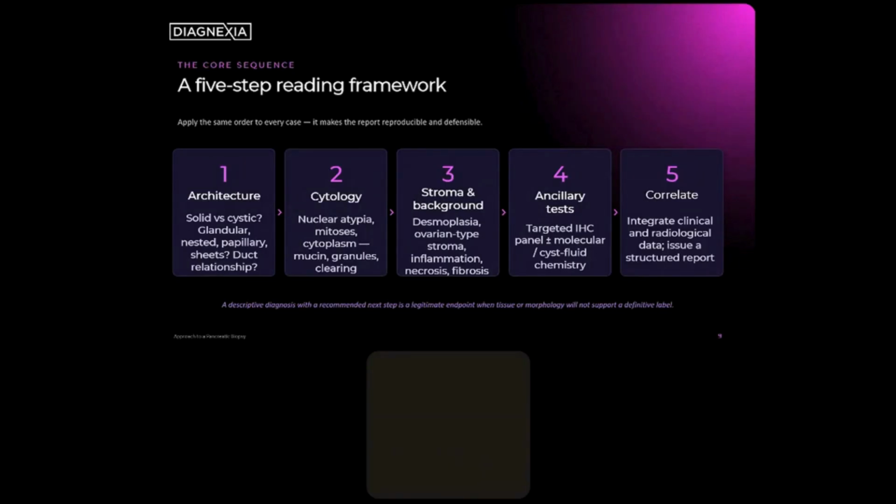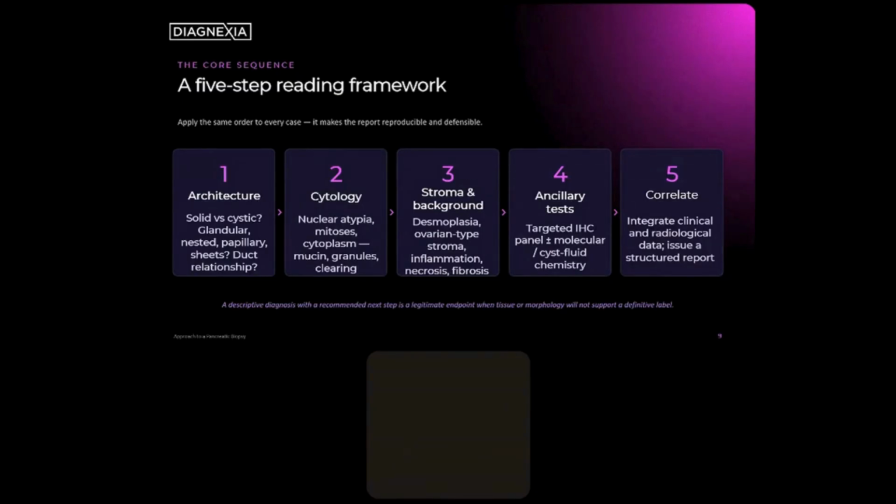So when you assess it, you look at the architecture. Depending on the specimen type, as I mentioned previously, if the architecture is there, you should be able to say, well, is it cystic? Is it solid? Is it glandular, nested, papillary? Is it in sheets? Is there a relationship to ducts? All that will inform your impression under low magnification. And also there's a well-defined differential diagnosis that would fit those particular architectural patterns.